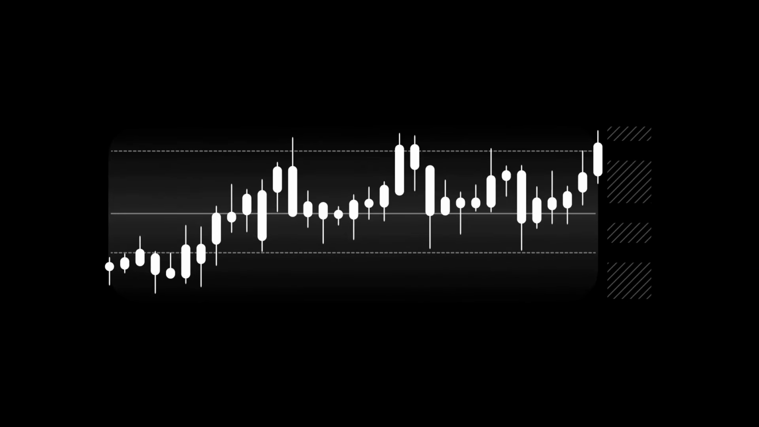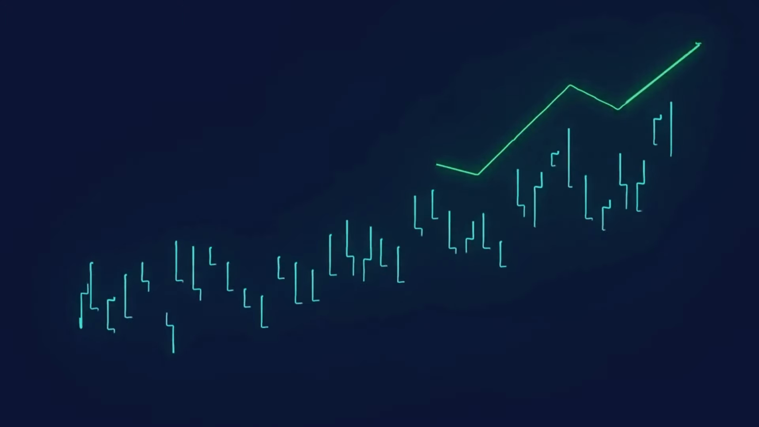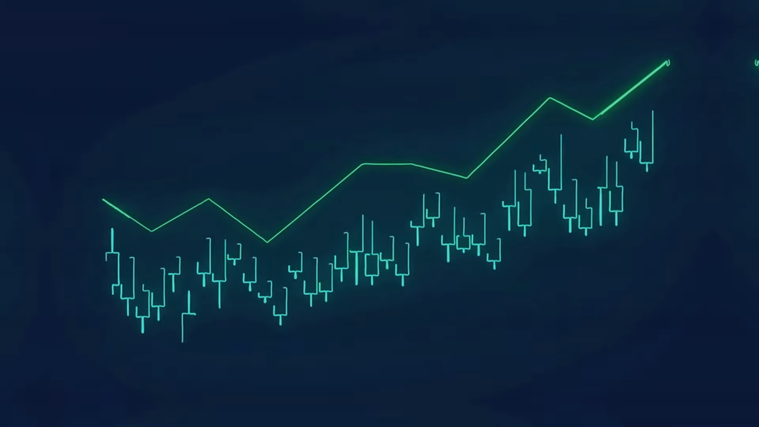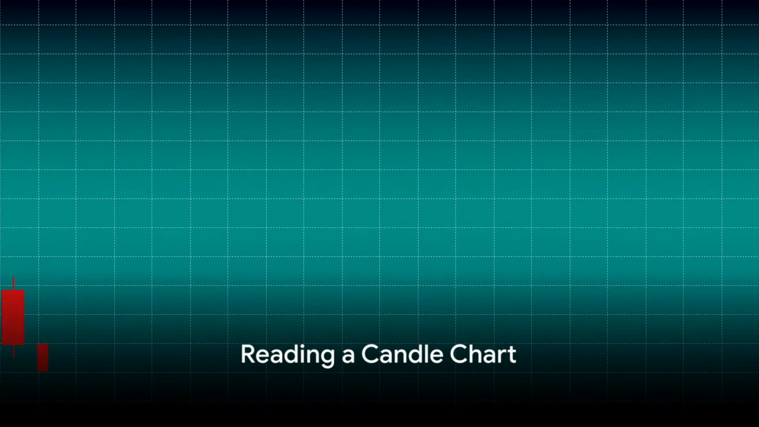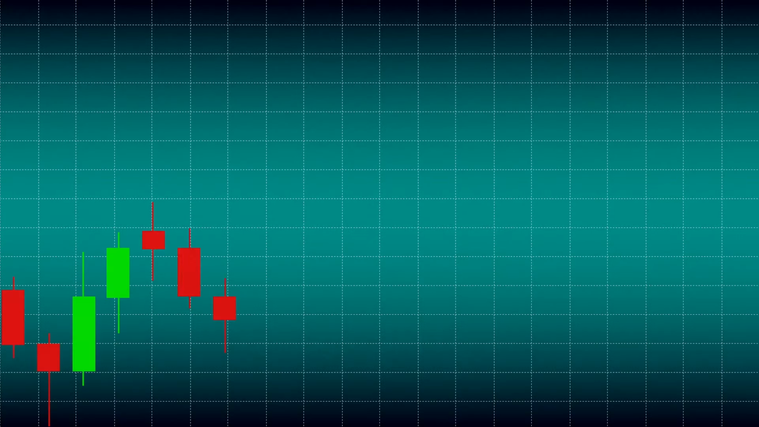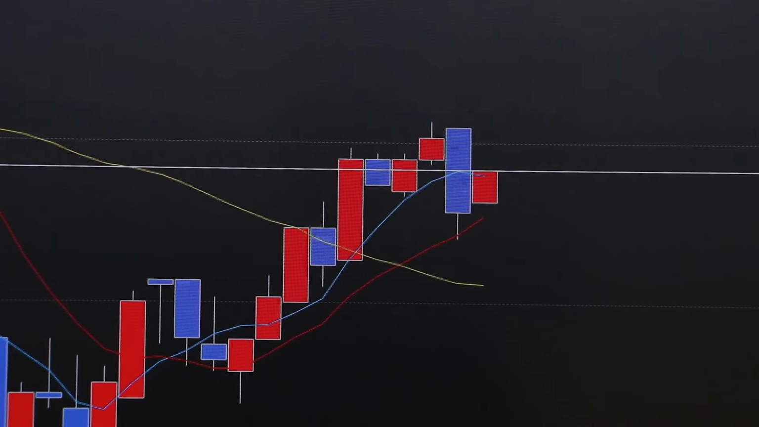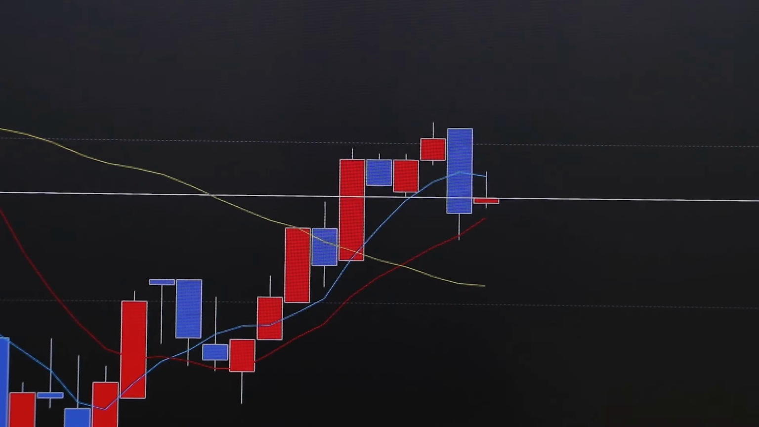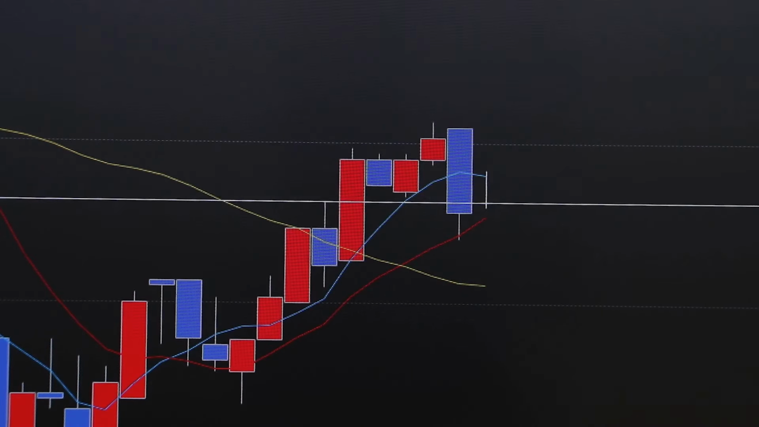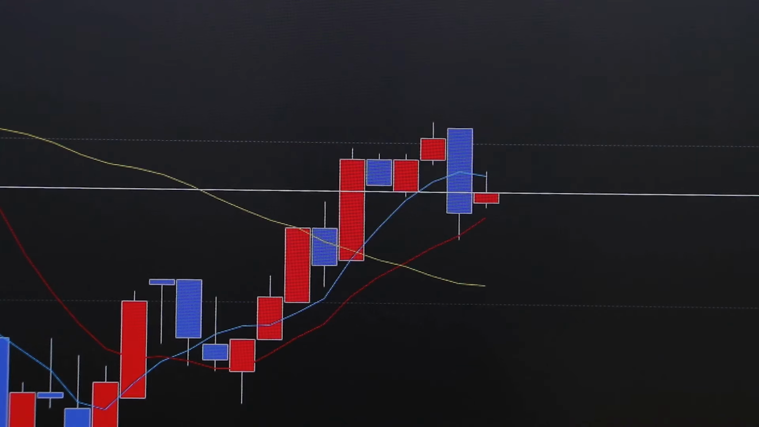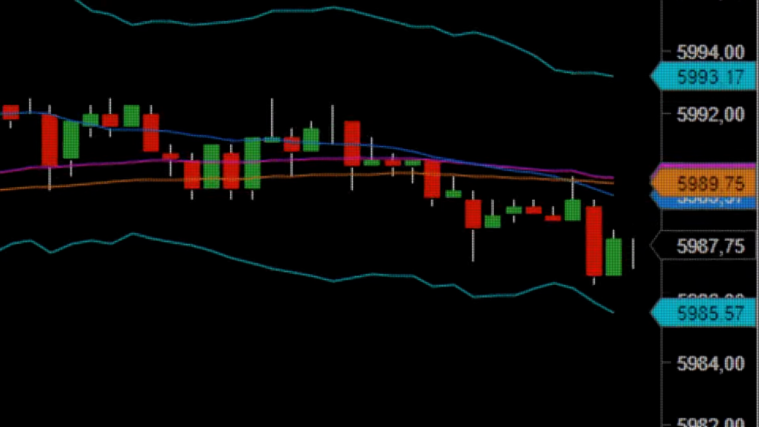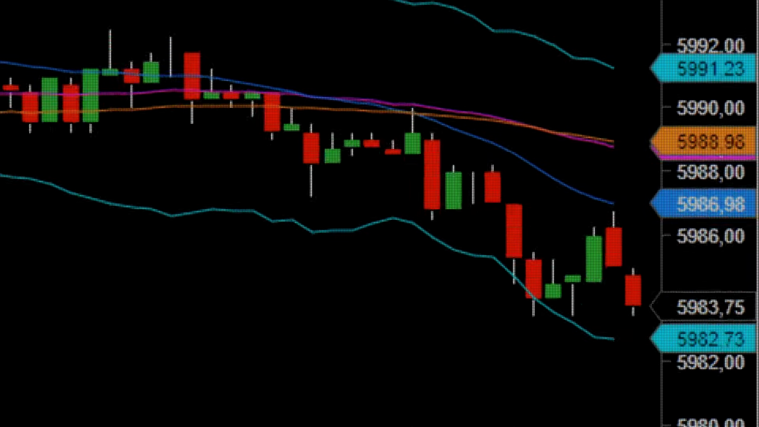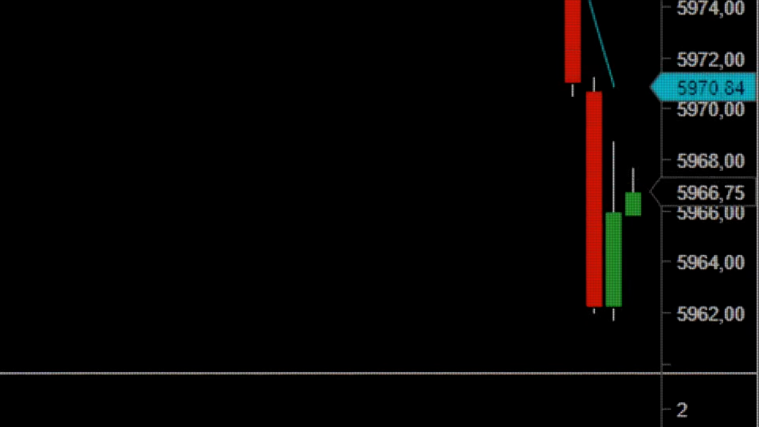With the basics of a candle's components clear, we can now delve into how to read a candle chart. Reading a candle chart might seem complex at first, but it's quite straightforward once you understand the basics. First, let's tackle how to read a single candle. A candle consists of two main parts: the body, which represents the range between the opening and closing prices, and the wick or shadow, indicating the highest and lowest prices traded during a set period.